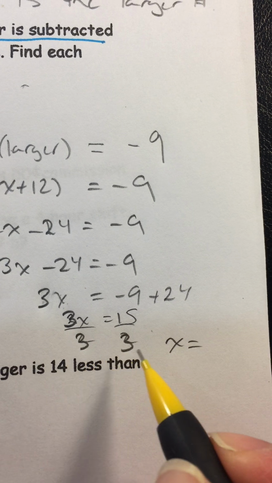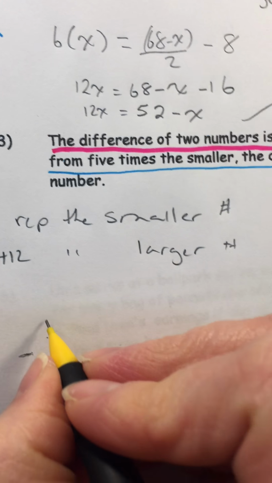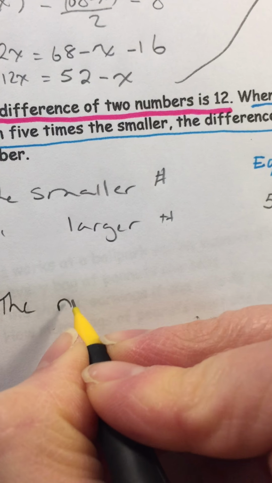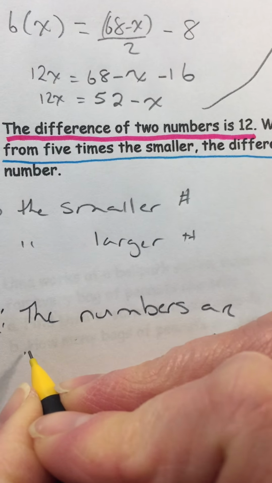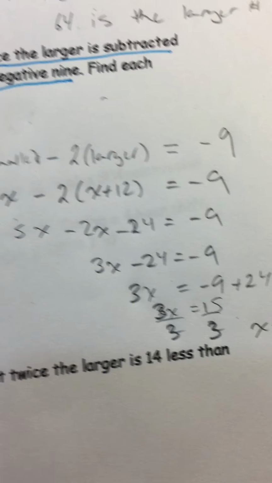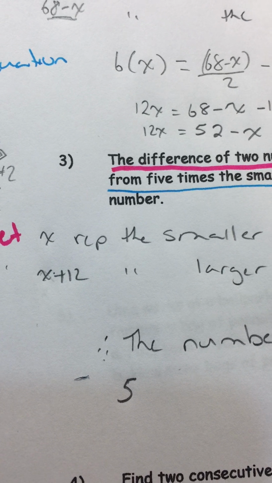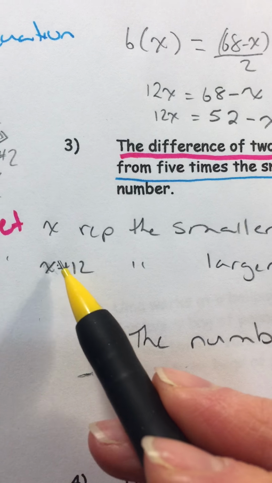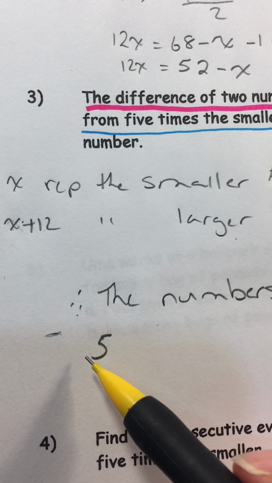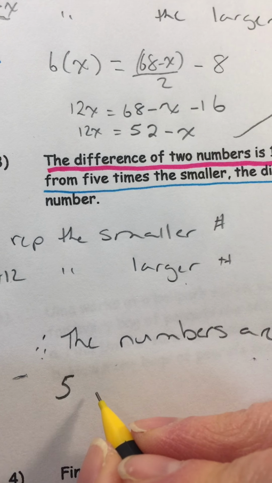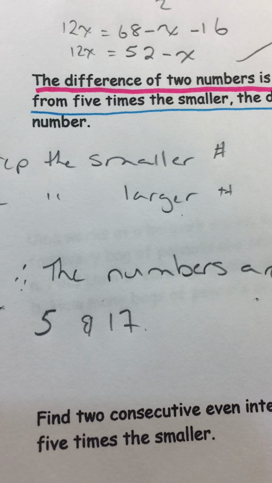Okay. And so then I get x is 5. Okay, so I go back. Therefore, the numbers are... 5 was the first number, because x was representing the smaller number. And to get to the larger number, I have to add 12. According to my let statement, to get the larger number, I have to add 12 to my smaller number. Numbers are 5 and 17.